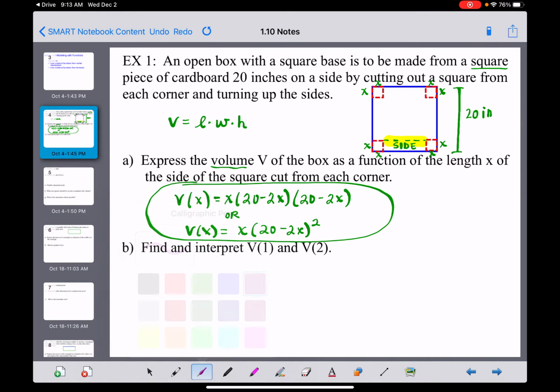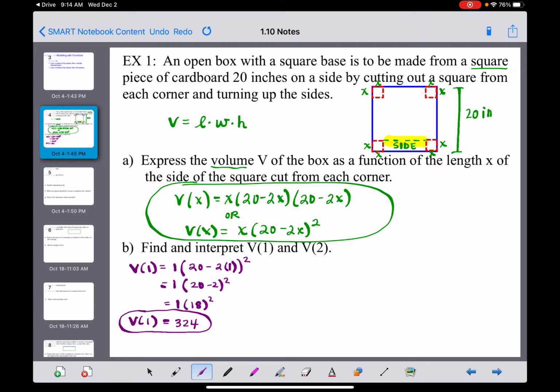So then it wants us to find and interpret V of 1 and V of 2. So all we're doing is subbing in a 1 to this equation. So I'm going to sub it into the bottom one. So I have X is 1, and then I have 20 minus 2 times 1, and then that's going to be squared. So I have 1 times 20 minus 2 squared, which is 1 times 18 squared, and 18 squared is 324. So V of 1 is 324.